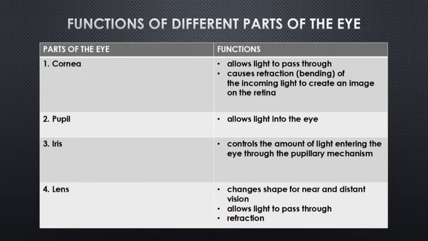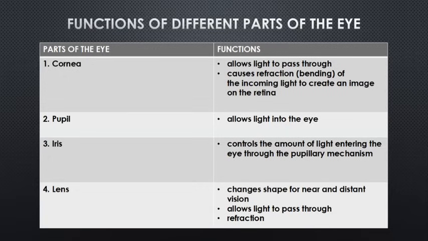Okay, now the pupil. The pupil, as I've said to you, is the small opening at the center of your eye, right? So what it does, it allows light as well. It's an opening. It allows light to pass through and enter into the eye. And then the iris, the one that determines your color, remember, in others is blue, in others is brown. So what it does, it controls the amount of light that enters into your eye through what we call the pupillary mechanism, which we're going to discuss later, okay?